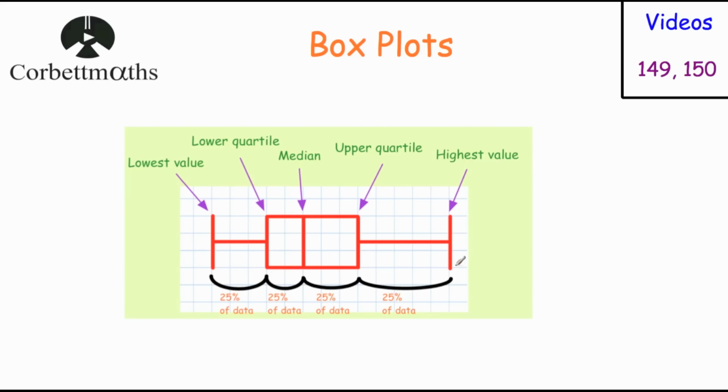And one of the benefits of box plots is you can see how the data is spread out, because between each pair of vertical lines, 25% of the data lies. So in between the lowest and the lower quartile, there'll be 25% of the data. Between the median and the lower quartile, another 25. Between the median and the upper quartile, another 25. And between the upper quartile and the highest value, another 25% of the data. So box plots are really useful ways to represent data.